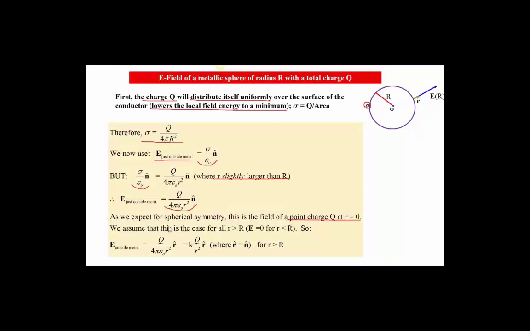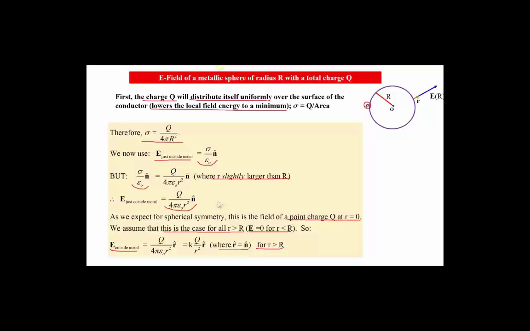If we assume that this is the case for all r greater than capital R, remember E equals 0 for r less than R, then you can write E outside the metal for any r, and that would be the same expression, which is kQ over r squared r hat. And remember that r hat is equal to the normal unit vector. So this holds up for r greater than R.